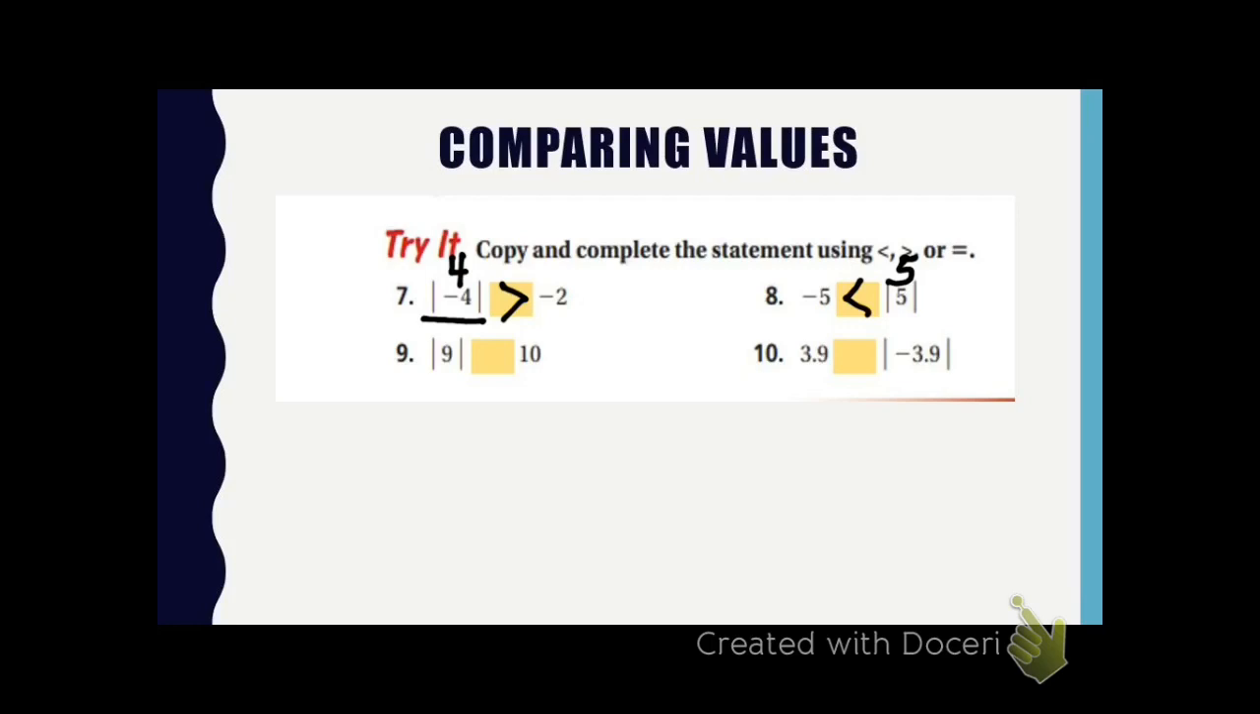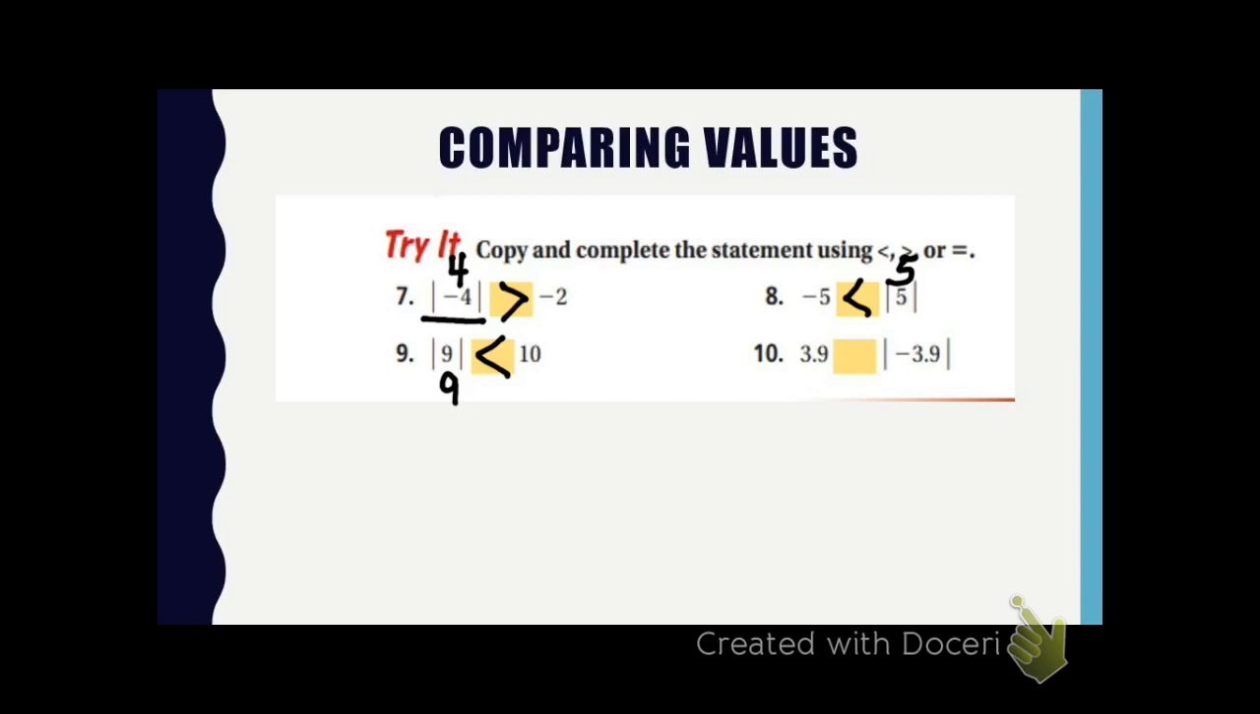All right, look at this one. The absolute value of 9 is 9. And 10. Well, 9 is less than 10. I'd rather have $10 than $9. Correct? So let's look at number 10.